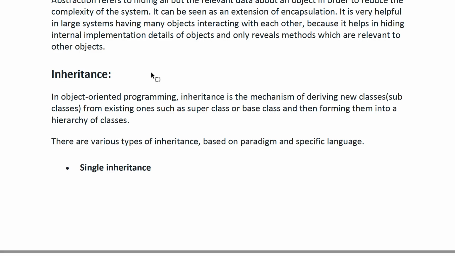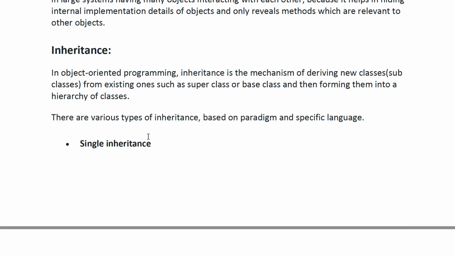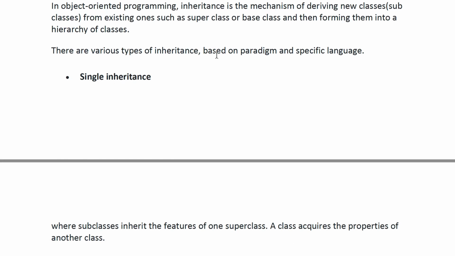Inheritance. In object-oriented programming, inheritance is the mechanism of deriving new classes, subclasses, from existing ones such as superclass or base class and then forming them into a hierarchy of classes. There are various types of inheritance based on paradigm and specific language. Single inheritance.